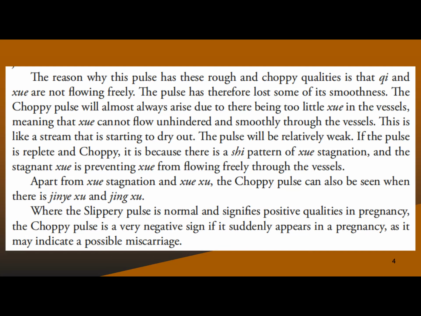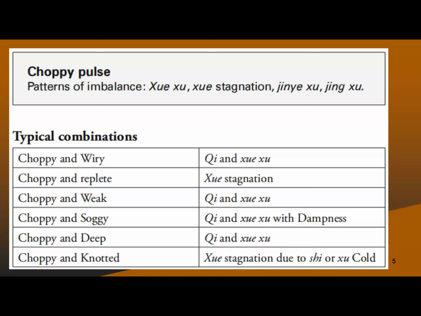Let us remember that jinye is the body fluid, which means deficient body fluid. And jing is the essence, so jing deficiency. Where the slippery pulse is normal and signifies positive qualities and pregnancy, the choppy pulse is a very negative sign if it suddenly appears in pregnancy, because it is a sign that a pregnant woman may miscarry, if we feel choppy instead of slippery.